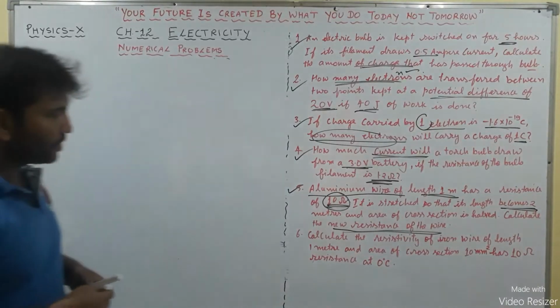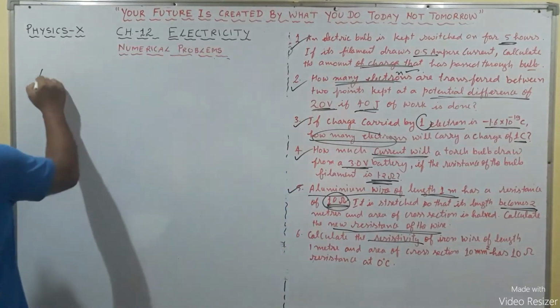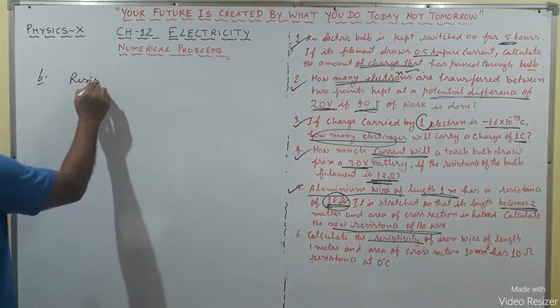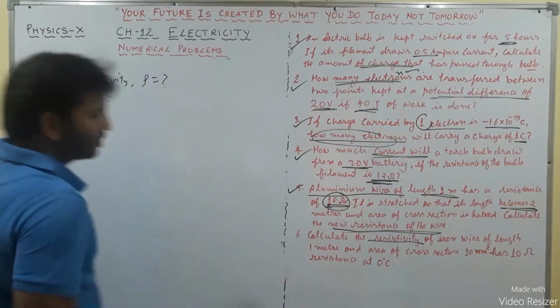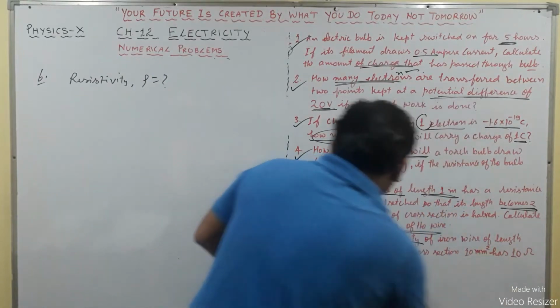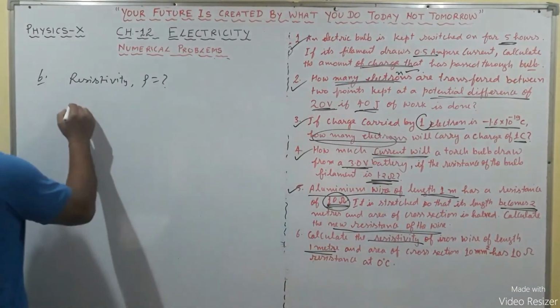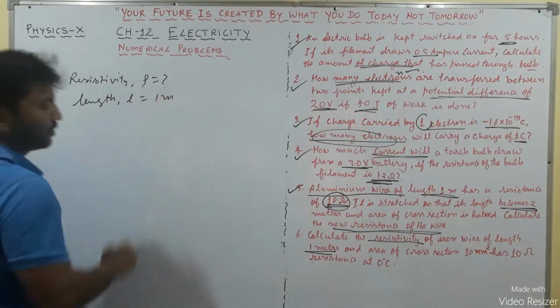What is given in question number 6? Calculate the resistivity. That means we need to calculate resistivity, that is rho is equal to question mark, of an iron wire of length 1 meter. What is the length? Length L is equal to 1 meter.